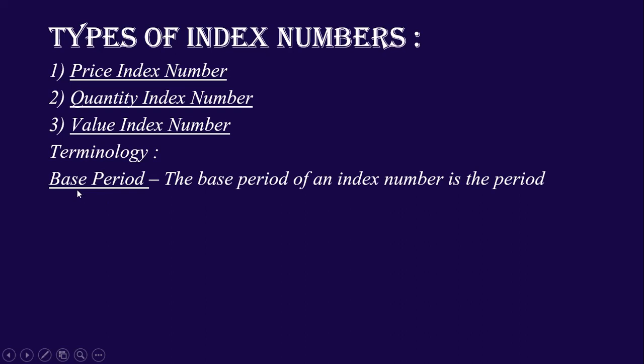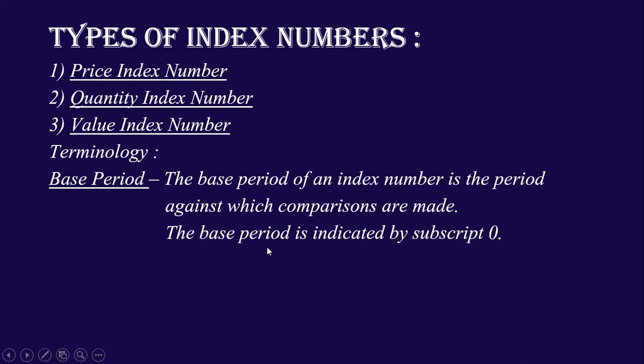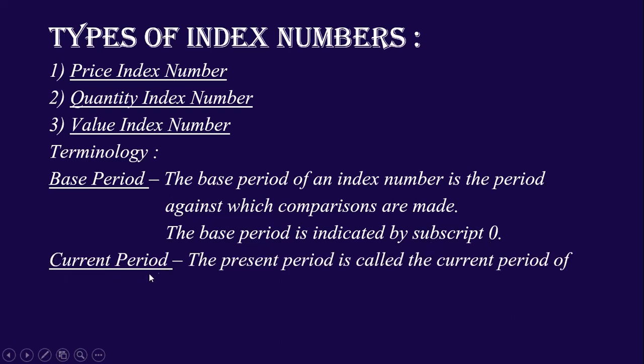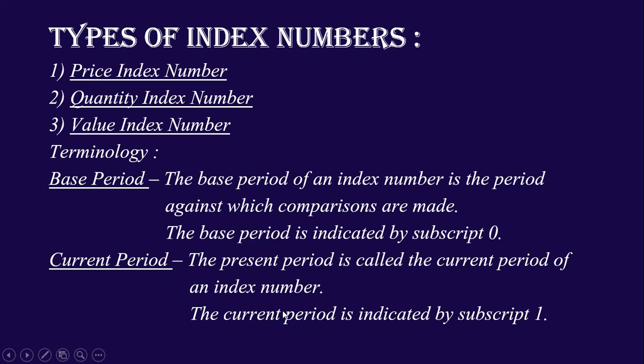Terminology: base period. The base period of an index number is the period against which comparisons are made. The base period is indicated by subscript 0. Current period. The present period is called the current period of an index number. The current period is indicated by subscript 1. 0 for base period, 1 for current period.